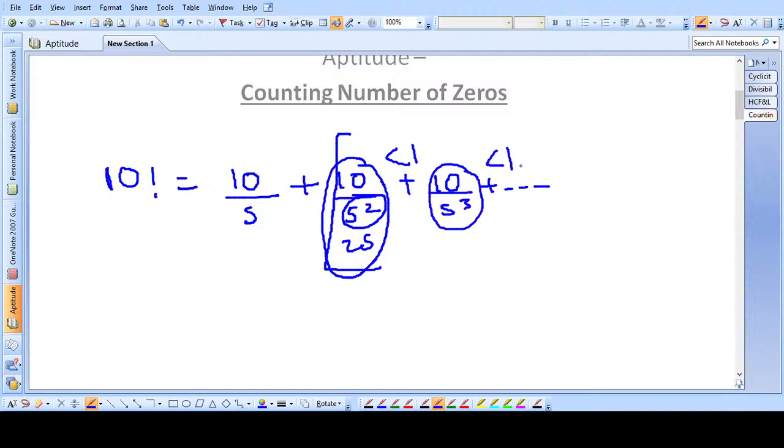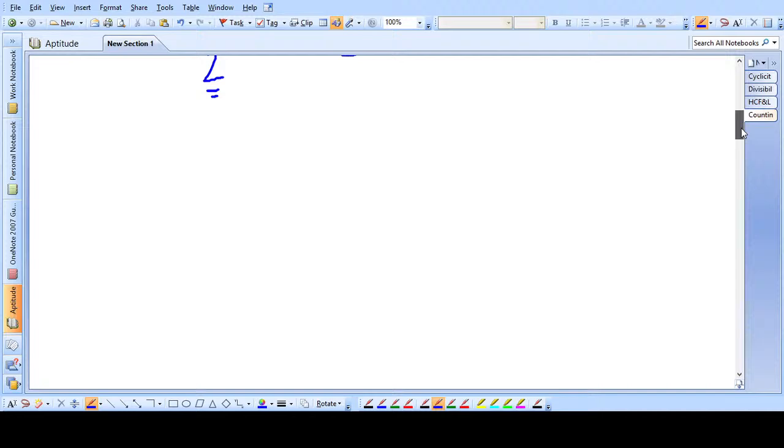The next terms will be even smaller, so we will not take all this. We will just take the first value, and how much is it? 2 times. So that is the answer: 10 factorial has 2 zeros. Let's take one more, slightly different example. Suppose it is asking 126: in the factorial of 126, how many zeros are there?